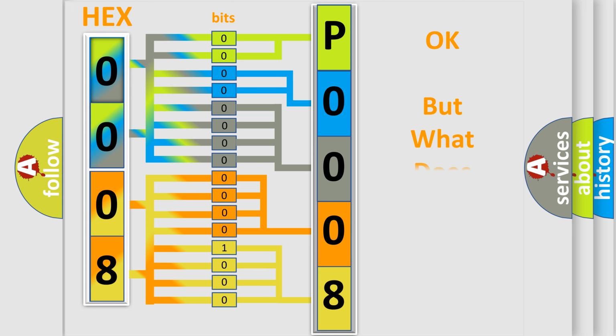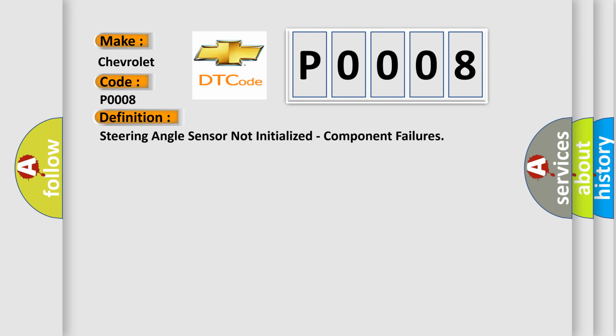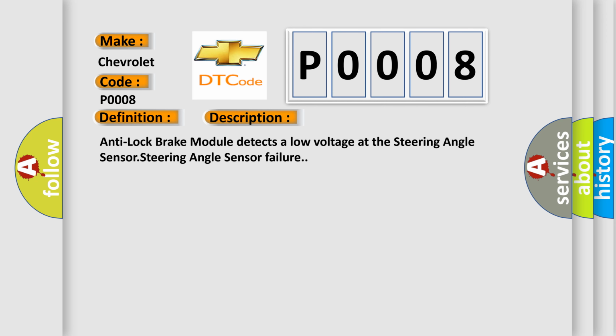The number itself does not make sense to us if we cannot assign information to what it actually expresses. So, what does the diagnostic trouble code P0008 specifically interpret for Chevrolet? The basic definition is steering angle sensor not initialized, component failures. And now this is a short description of this DTC code. The anti-lock brake module detects a low voltage at the steering angle sensor failure.